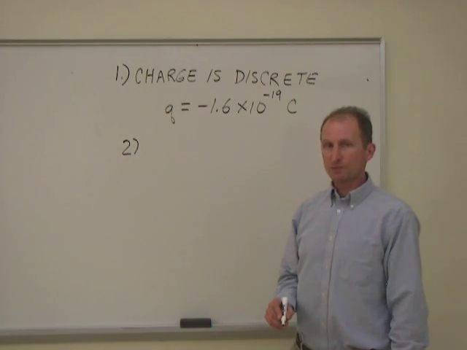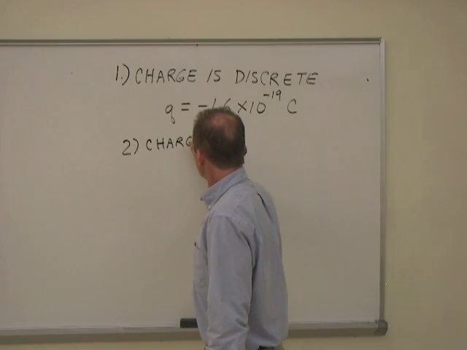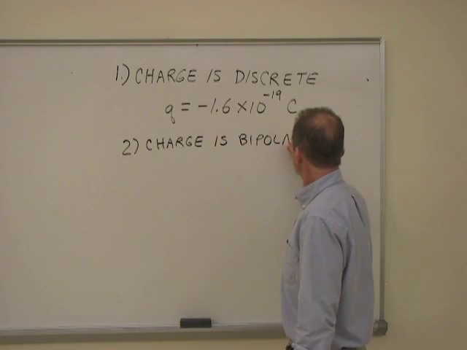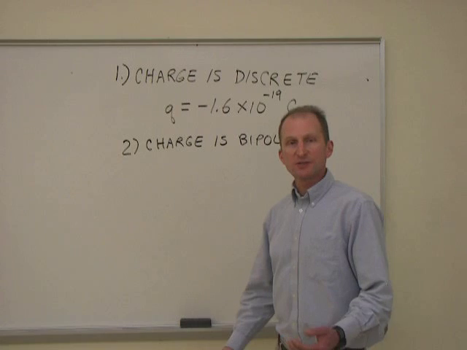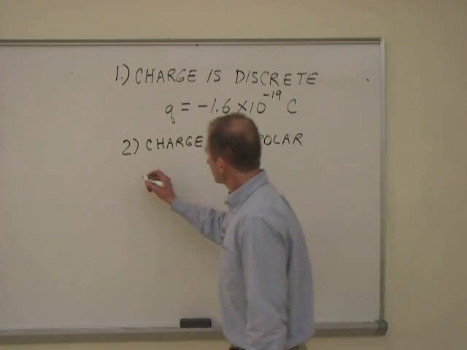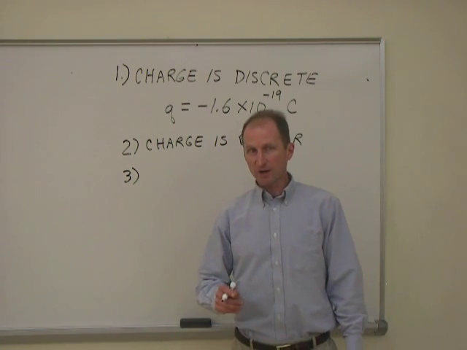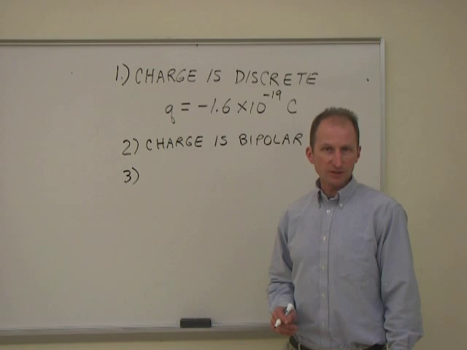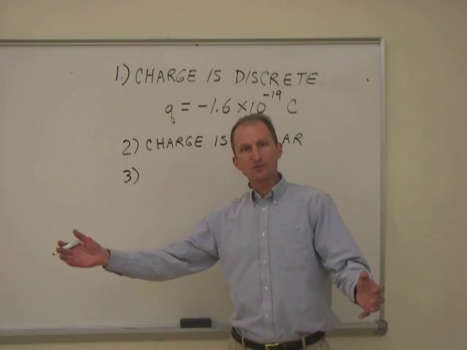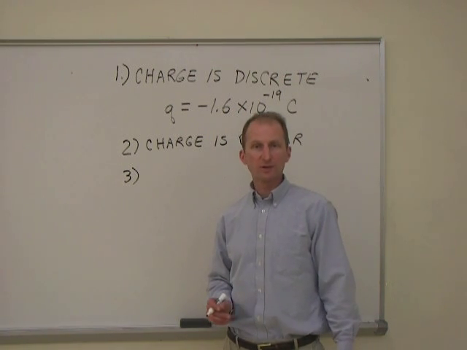Second, charge is bipolar. This just means that we can have negative or positive charges. Next, the separation of charge results in voltage. If we put negative charge over here and positive charge over here, we will have a potential difference or a voltage between those 2 points.